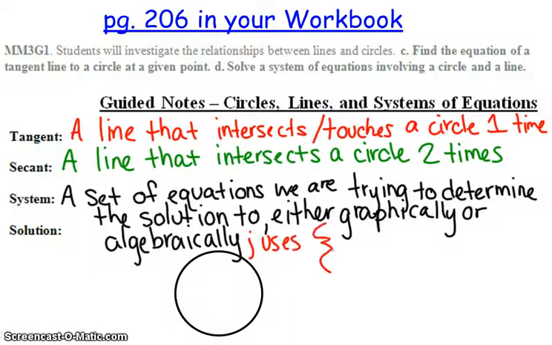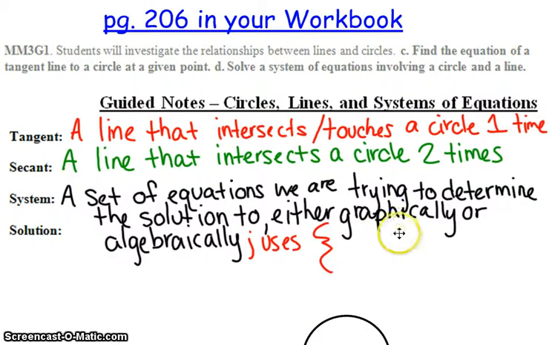Now, just in case, you will know we're talking about a system when we see this funky little bracket right here. You will see this bracket shaped this way, and you will see two equations over here. That's how you know we're talking about a system.